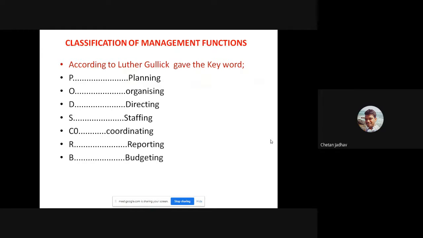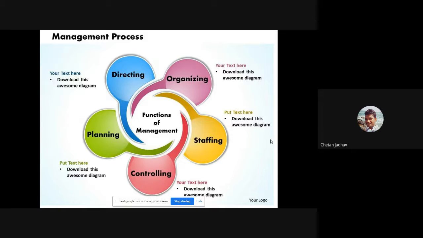Next is the planning classification of the management level. So already we have discussed planning, organizing, directing, staffing, coordinating, reporting, and budgeting. Okay. So the next important thing is how we are going to carry out this management process. First, the important one is planning. After that planning, we have to go for organizing, then staffing, then directing, and then controlling.